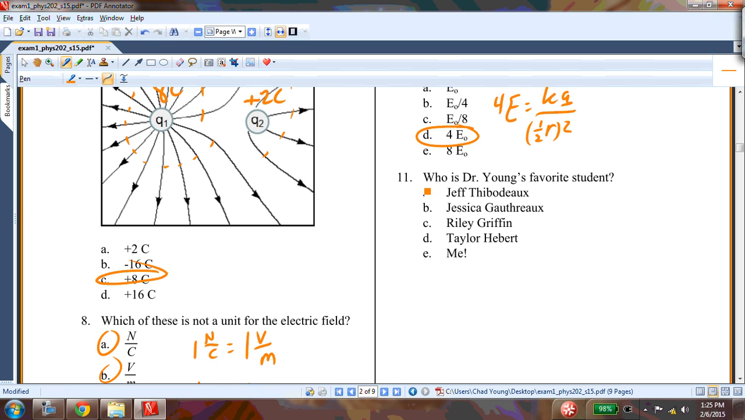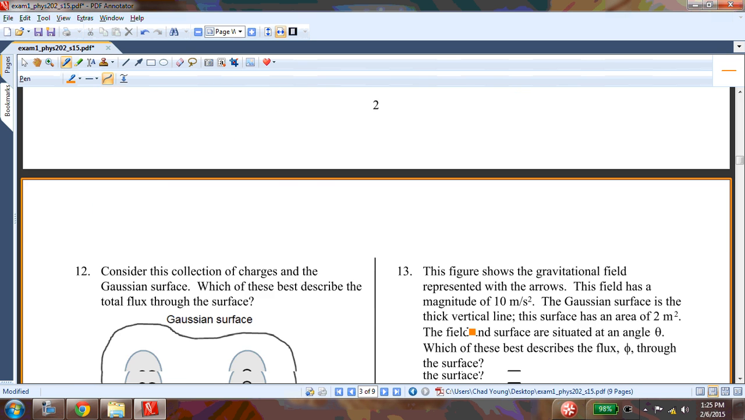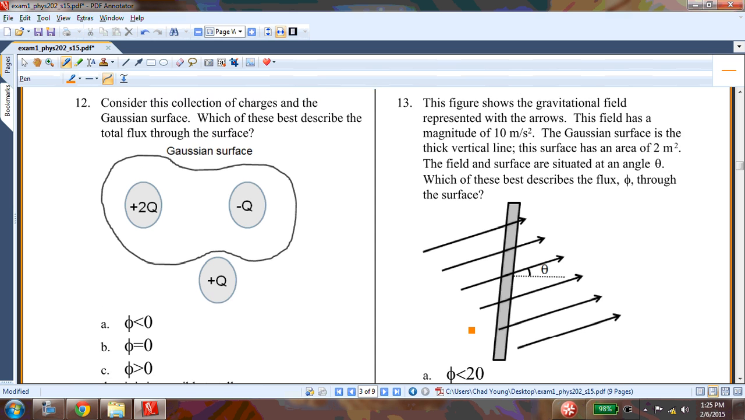Who is Dr. Young's favorite student? I don't even know who any of these people are, alright? My favorite student is me, or you, as it may be. So that was supposed to be a gimme question. Oh, and actually for this class, that question got out of order, so it should be at the end.